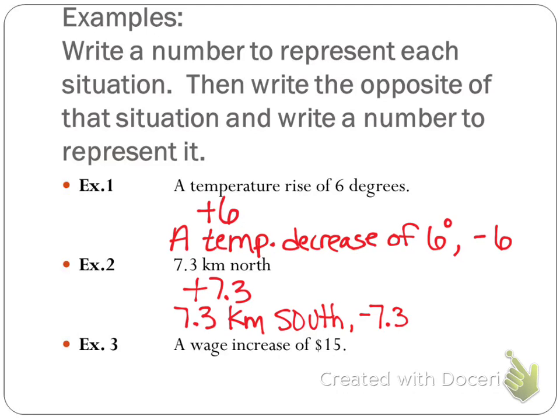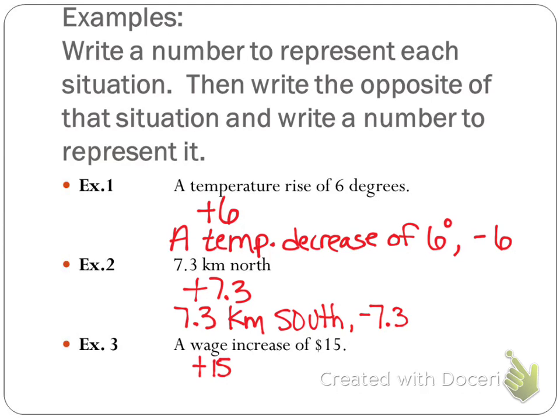What about example 3? A wage increase of $15. Somebody new, or we'll go to the sticks. I just did on the last one. Yeah, I did earlier. Nevaeh! Wonderful. If you are getting a wage increase of $15, that is good news. That means you are getting a positive 15.